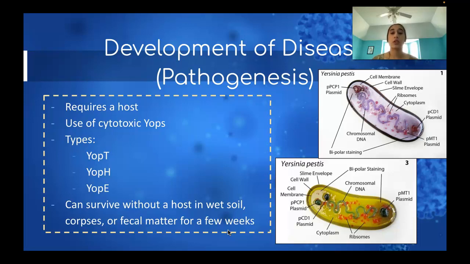It is really good at evading the immune system, specifically the innate immune system, by using these proteins, these cytotoxic YOPs. These proteins actually attach to phagocytic cells, and they initiate apoptosis or inactivate macrophages. So they directly attack these cells and completely evade the process of phagocytosis.